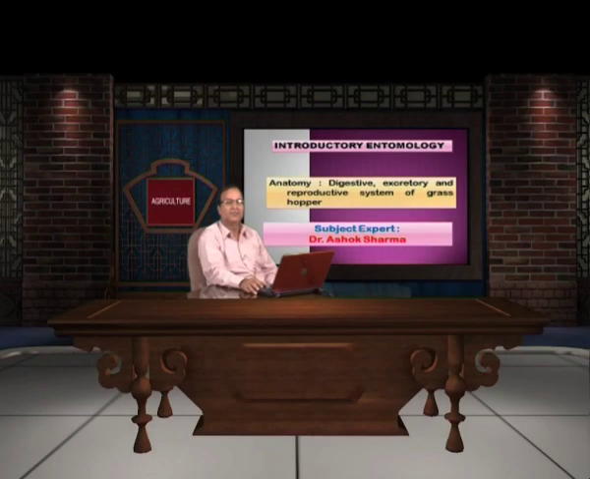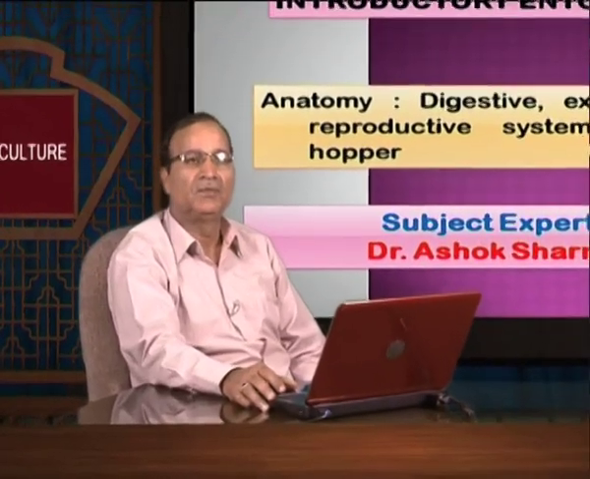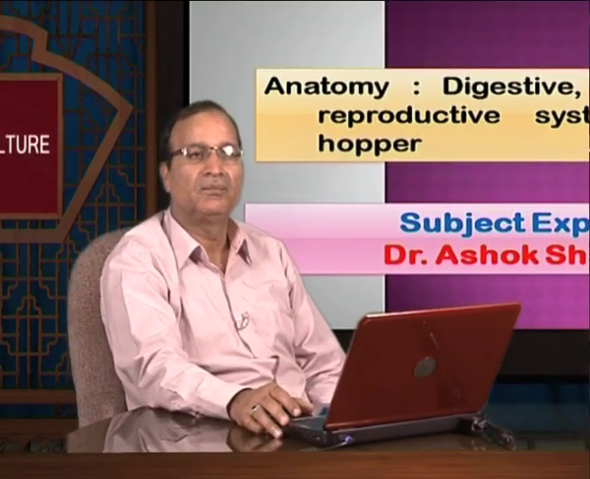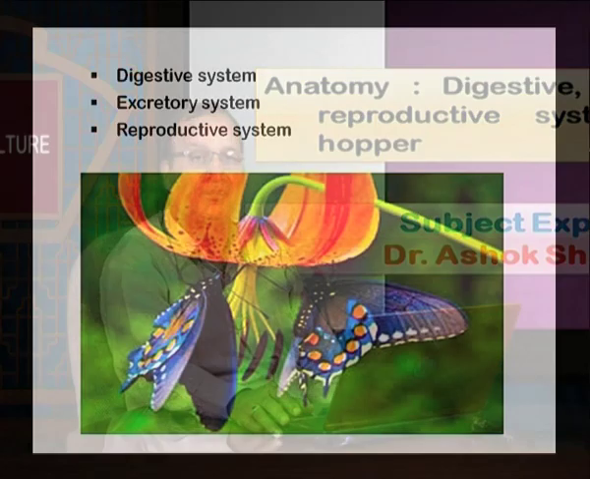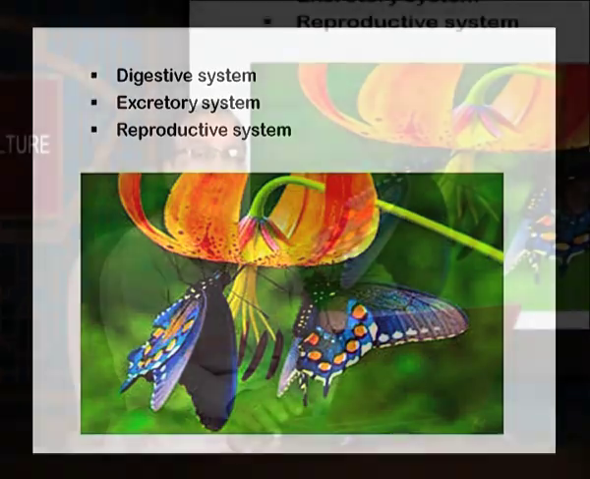Hello viewers, in this unit of the course we shall discuss the anatomy, or the structures which are found internally. First of all we shall see the digestive system, then the excretory system and then the reproductive system. In each system we will see the different parts which make up the system.